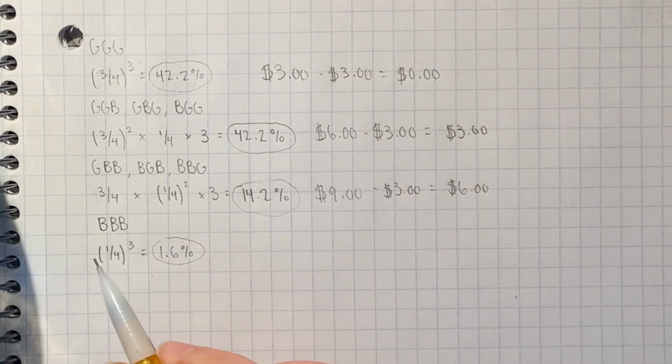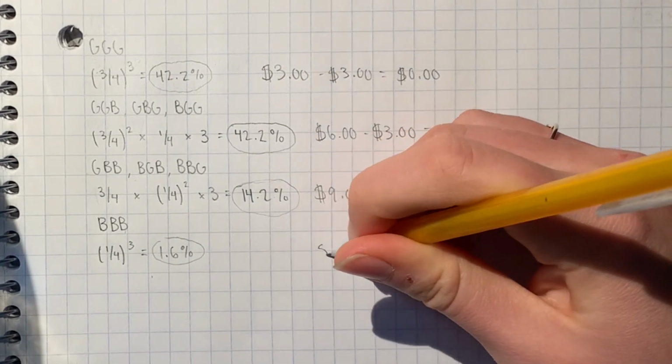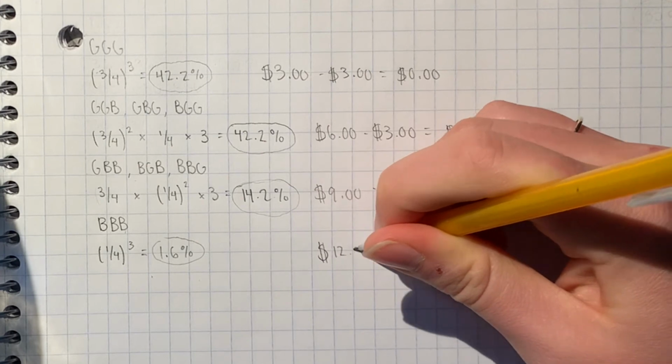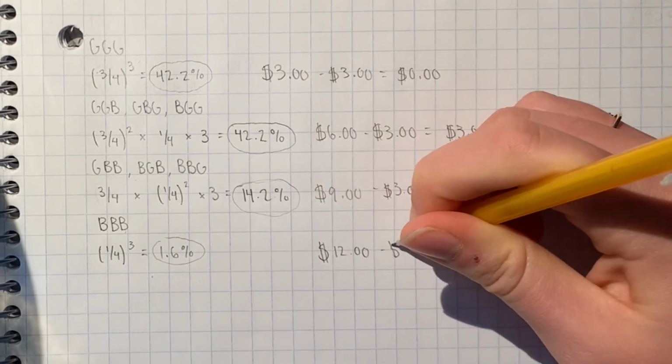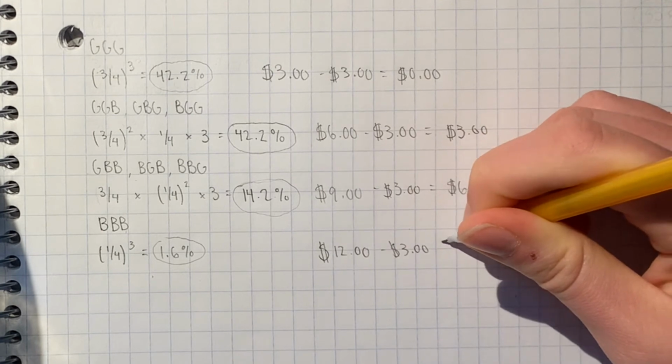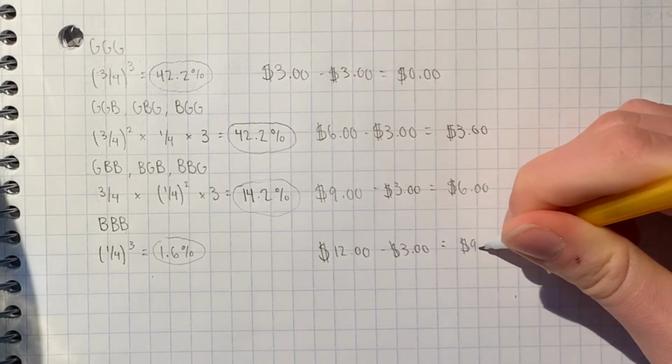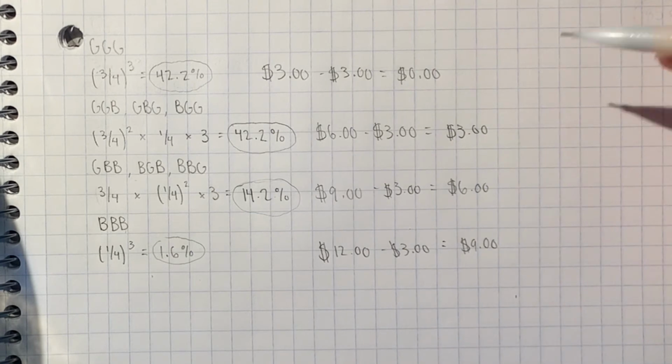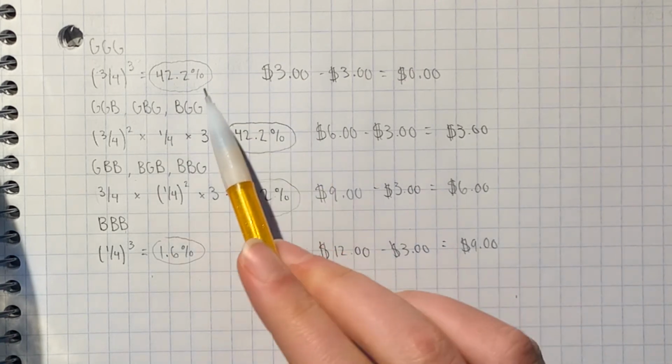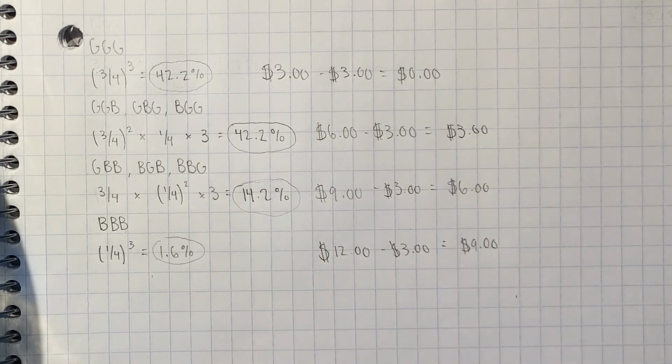Finally, BBB, 3 blue. 4 times 4 times, or not times 4, sorry. 4 plus 4 plus 4 is equal to $12. Awesome. That gets you $12. Subtract $3 to get a profit of $9. So now you're starting to kind of find the expected value. The way you find the expected value is by multiplying the likelihood of each outcome by the amount of money you get from each outcome. Does that make sense? So I'm going to do that down here.